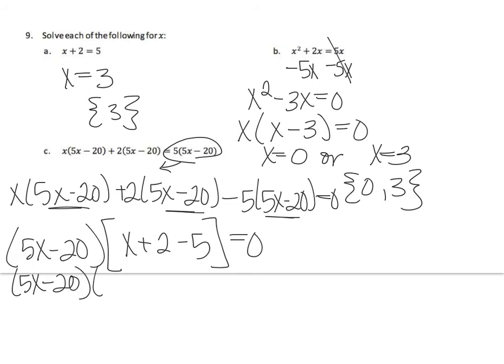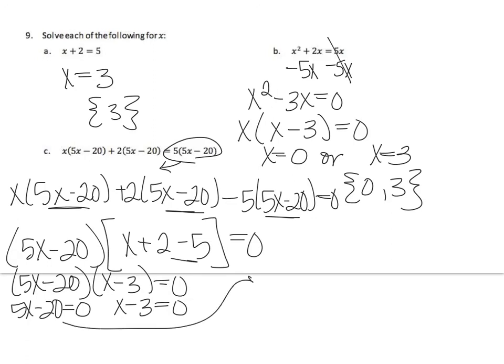5x minus 20, and then I've got x plus 2 minus 5, so x minus 3 equals 0. 5x minus 20 equals 0. X minus 3 equals 0. Needs more room. So 5x equals 20. Divide both sides by 5. And x equals 3.